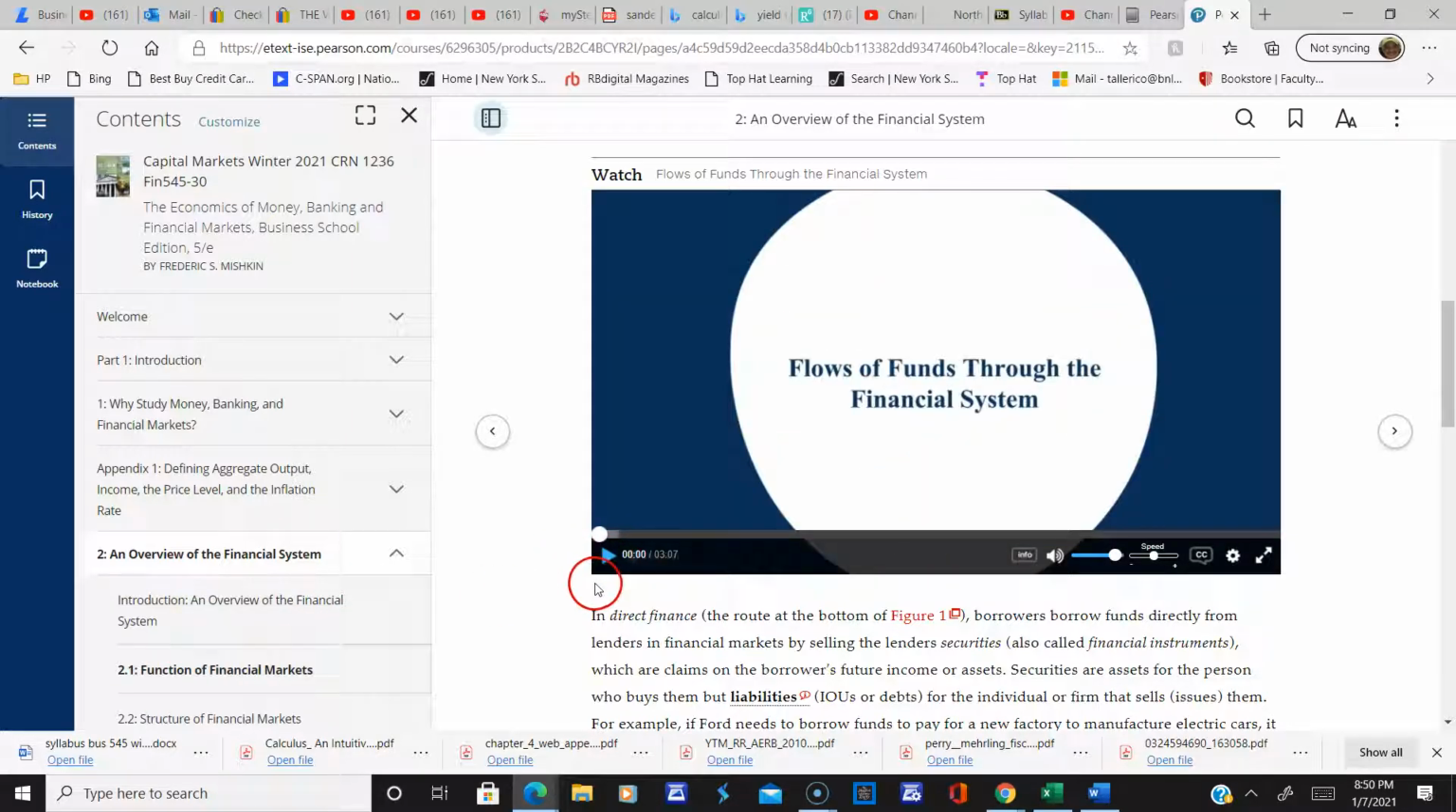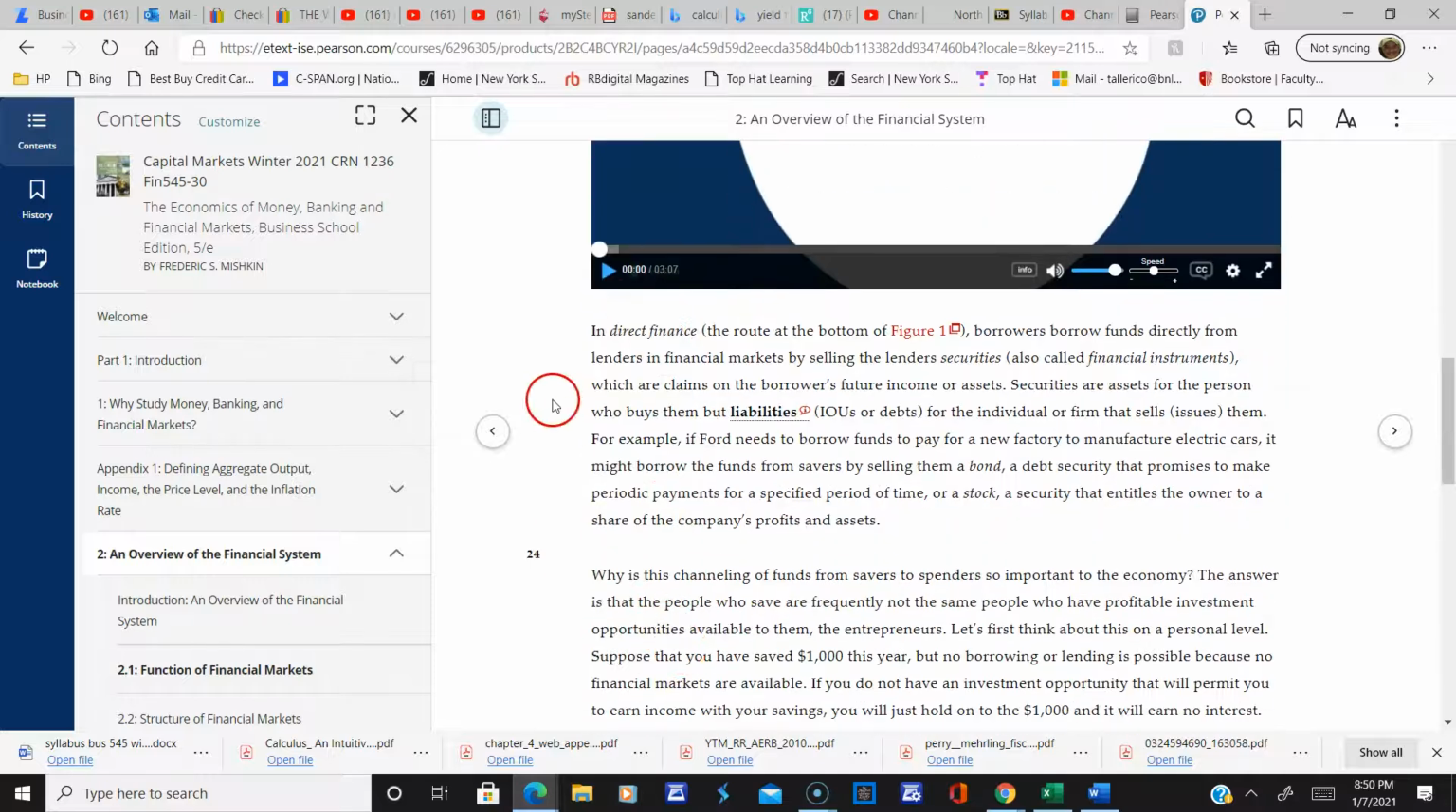Okay, so that was a good introduction. With direct finance, let me highlight this here. With direct finance, borrowers will borrow funds directly from lenders in financial markets by selling the lender securities, let's say bonds. Some corporations or companies will issue stocks and bonds, otherwise known as financial instruments, and that's considered direct. These will be claims on the borrower's future income or assets. So securities are assets for the person who buys them, but liabilities for the individual that sells them.